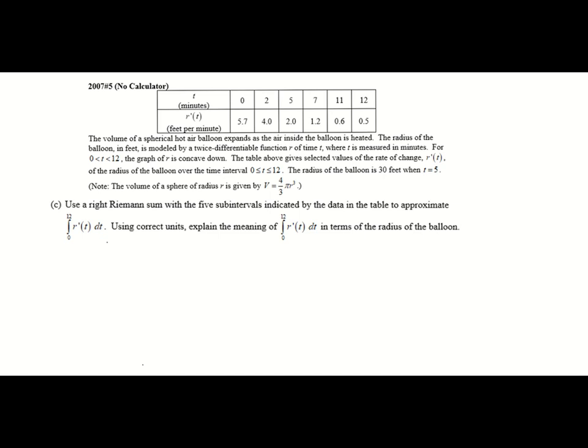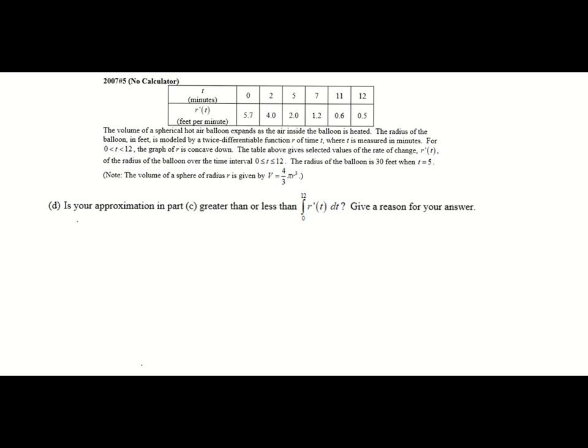So I've talked about the number for the answer, 19.3, I talked about the units on both the time and the answer, feet and minutes. And I've talked about the situation. This is how the radius changed from time 0 to time 12. The radius of the balloon went up 19.3 feet from whatever it started at. Okay.